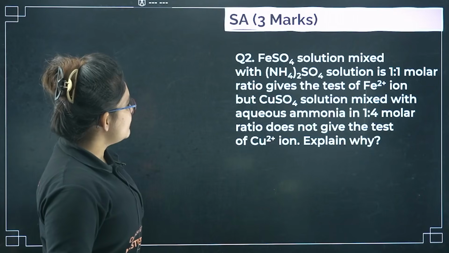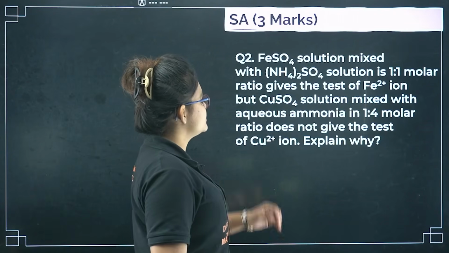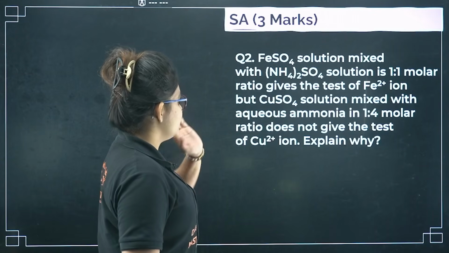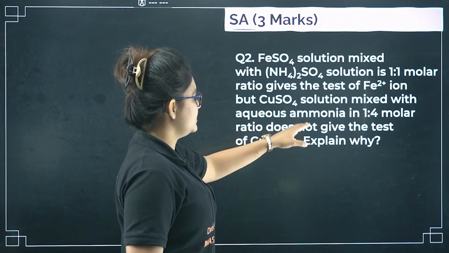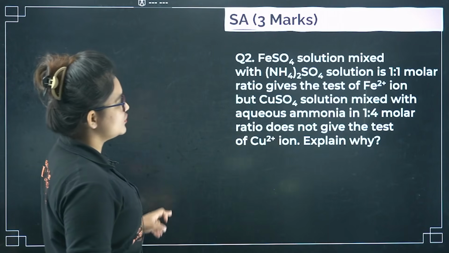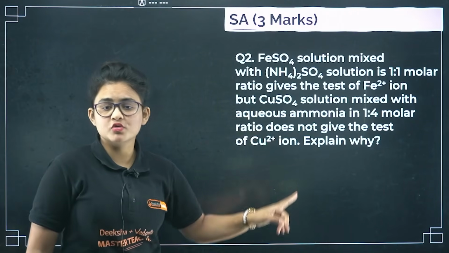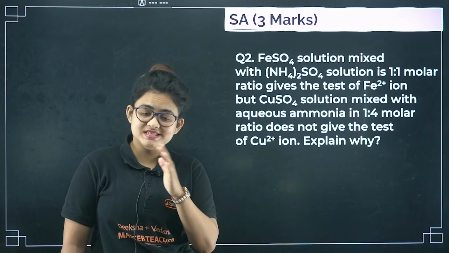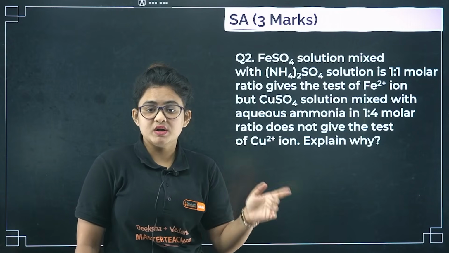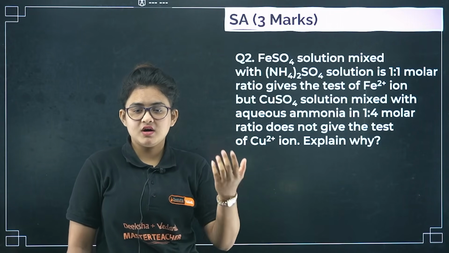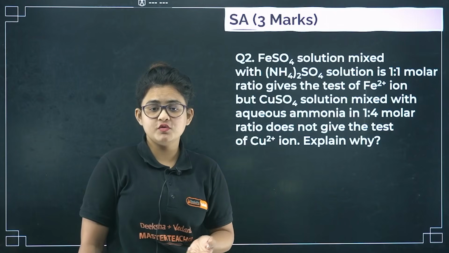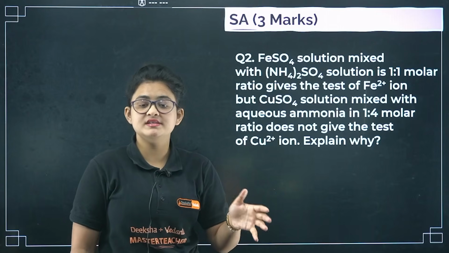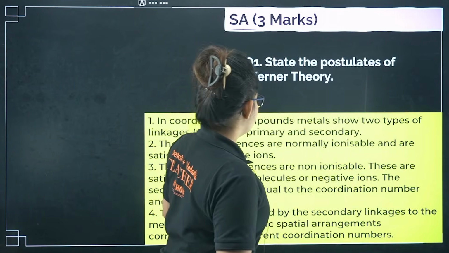Let's proceed. FeSO4 solution mixed with (NH4)2SO4 solution in 1:1 molar ratio gives the test for Fe2+, but CuSO4 solution mixed with aqueous ammonia in 1:4 molar ratio does not give the test for Cu2+, because for the first case it forms the Mohr's salt. Okay, Mohr's salt when it dissociates it gives the test for the Fe2+ because it dissociates Fe2+. Okay, but whenever CuSO4 is mixed with aqueous ammonia solution in 1:4, it makes a coordination compound and Cu becomes a part of the coordination entity. That's why it is non-dissociable. So, it doesn't give the test for Cu2+.